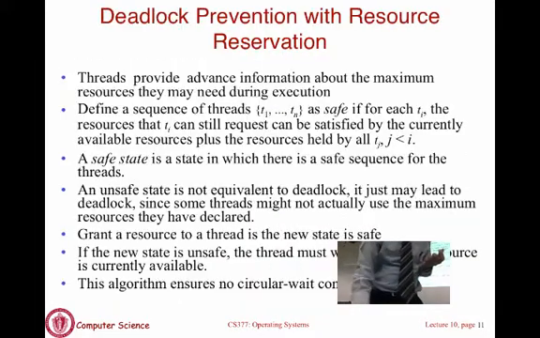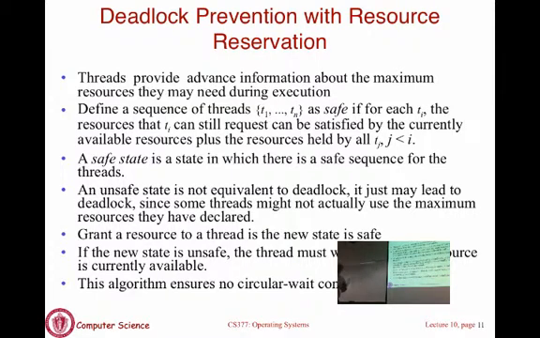So here's how the technique works. Let's assume that you have a resource allocation graph that the system is maintaining. Whenever a lock or a semaphore acquire or semaphore wait request comes in, you see if that lock or semaphore is available and you grant that request.